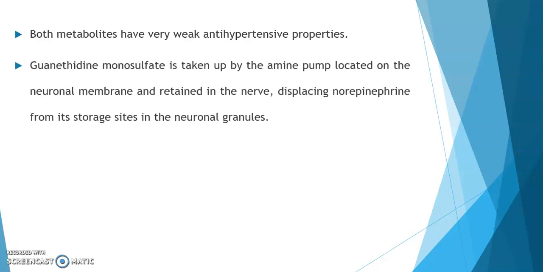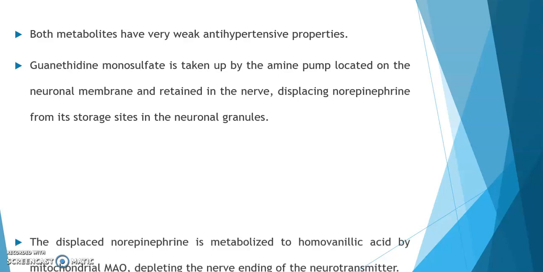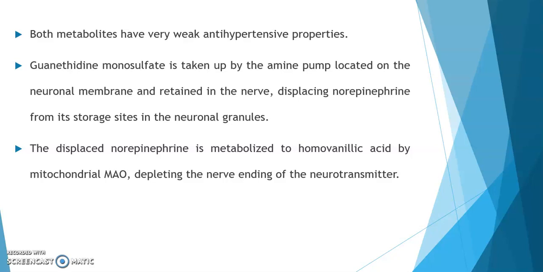Guanethidine monosulfate is taken up by the amino pump located on the neuronal membrane and retained in the nerve, displacing norepinephrine from its storage site in the neuronal granules. The displaced norepinephrine is metabolized to homovanillic acid by mitochondrial MAO, depleting the nerve ending of the neurotransmitter.